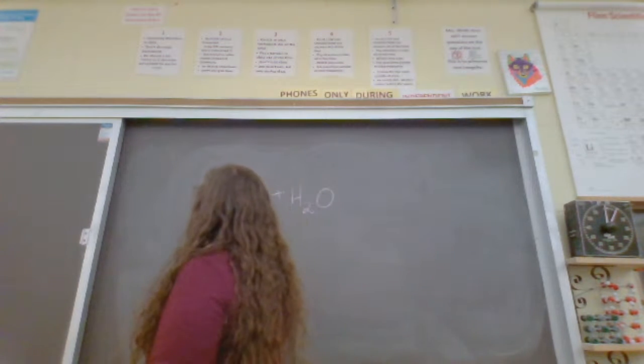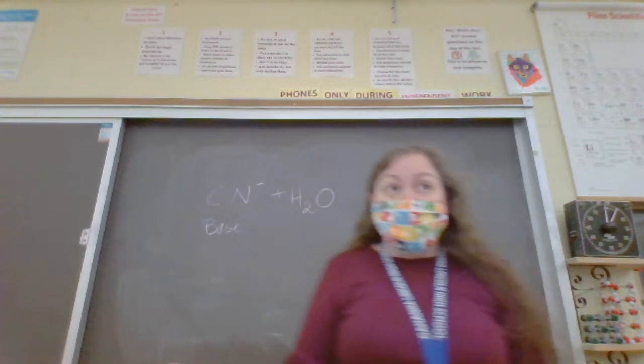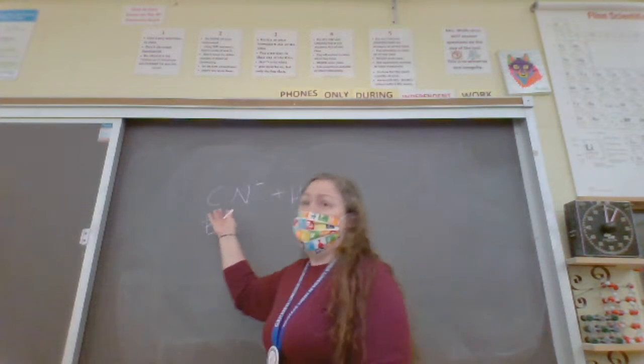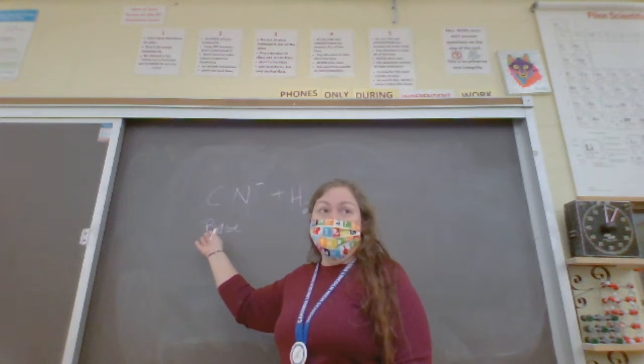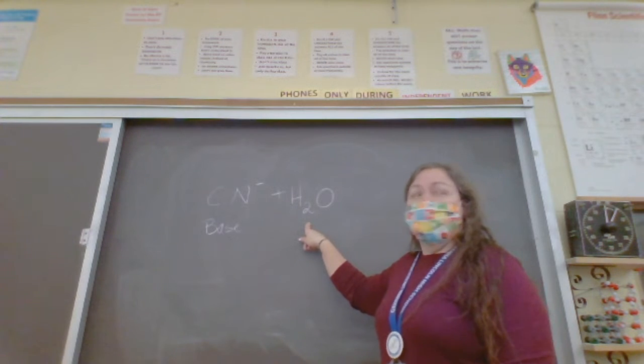Base. And how do we know? It's negative. And it would be impossible to act like an acid because the definition of an acid is it gives away an H. This guy doesn't even have an H to give away. Right? It can't be an acid. It's got to be a base. If this is a base, this is an acid.